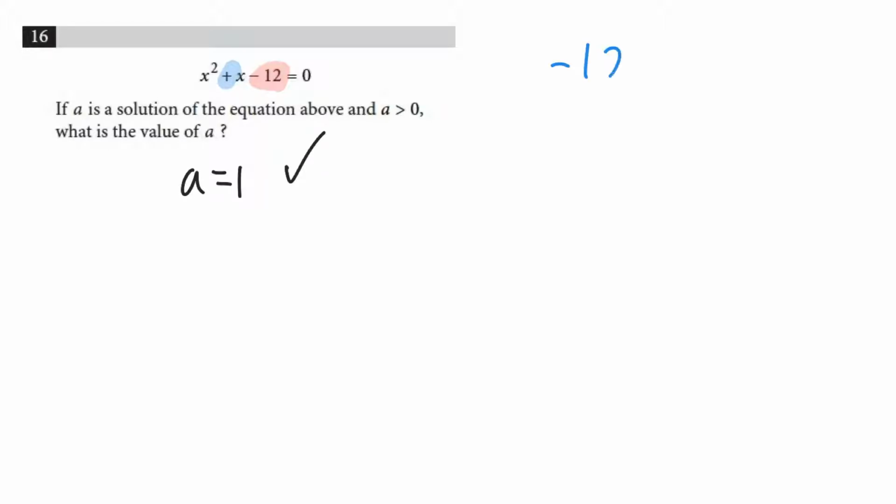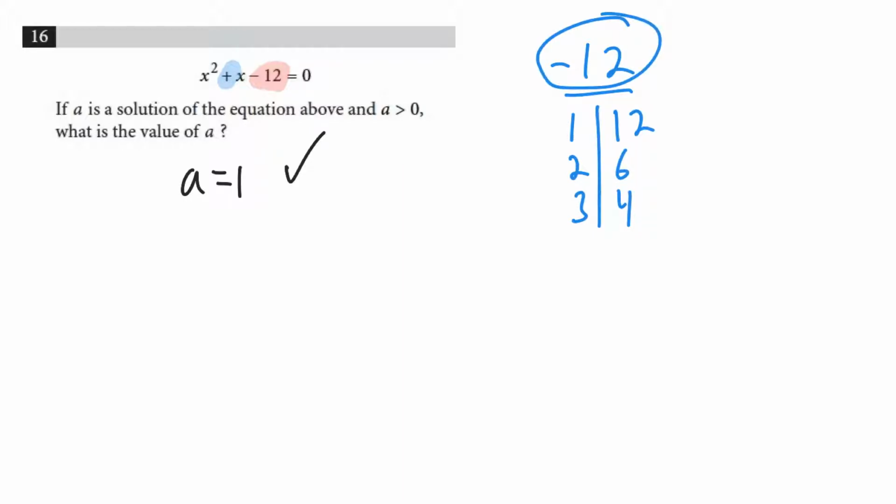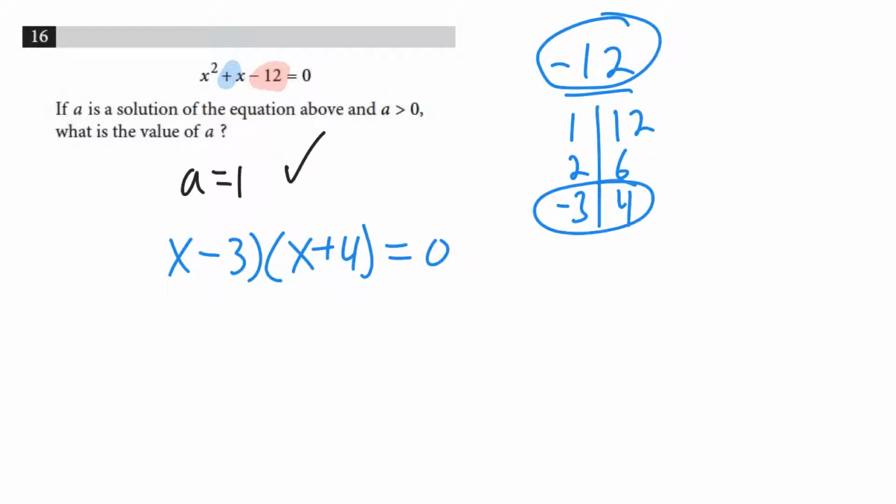C is negative 12. And we have 1, 12. We have 2, 6, and 3, 4. Those are the factors. Given that one of them has to be negative because the product is negative, which pair can add up to positive 1? Let's see, that's got to be this one. 4 and negative 3, they add up to positive 1. So in factored form, it's going to be x minus 3, x plus 4 equals 0.